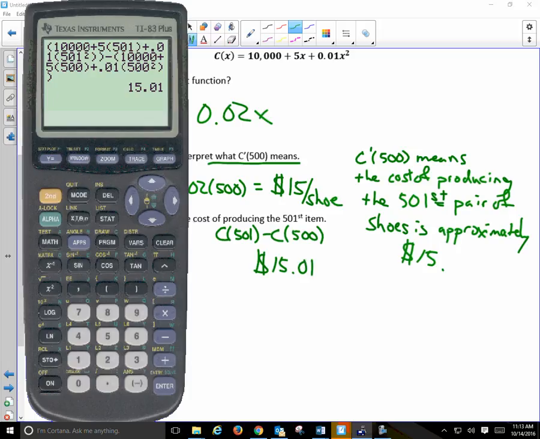Are we close? Yeah, we are close. And you might wonder, why aren't they the same? And the reason why is because the next item is a whole unit away. C prime tells us the instantaneous rate of change right at 500. But the fact is, we step up a whole integer value to produce shoes.